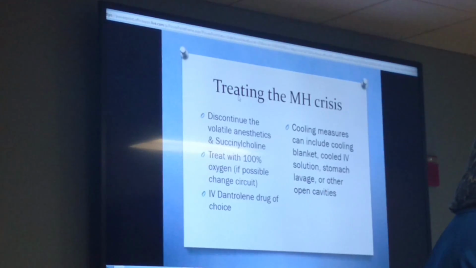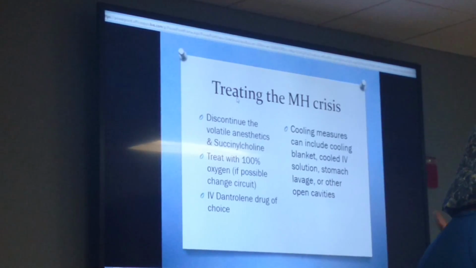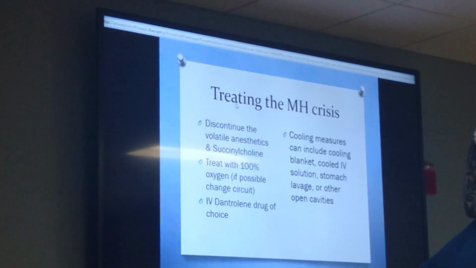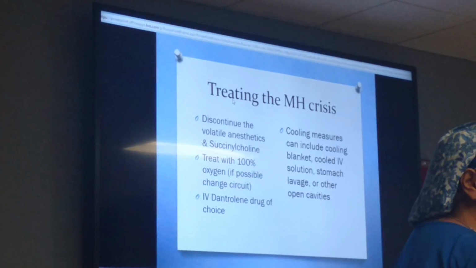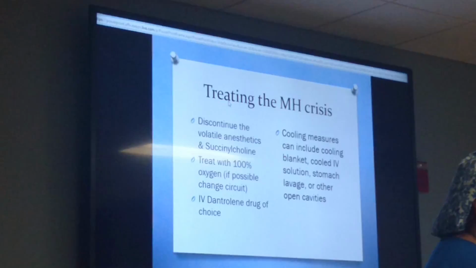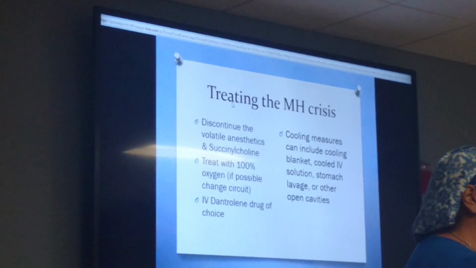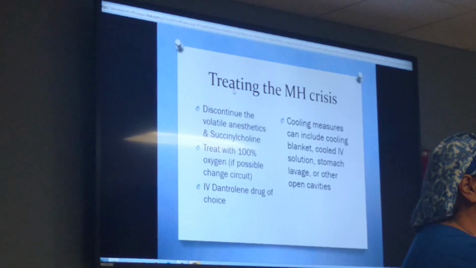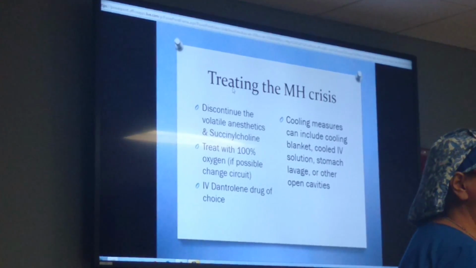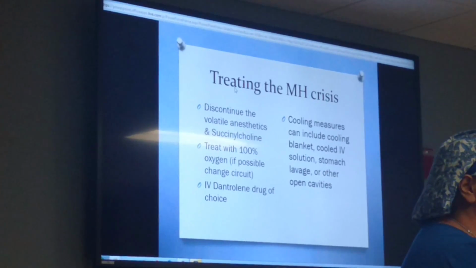The cooling measures can include the blanket. You want ice, saline, not ice, but cool. We have that in our malignant hyperthermia refrigerator. You want everything irrigated to be cool. If they need a lavage through the NG tube, cool. If they do rectal, if it gets to that point, everything needs to be cool, okay?